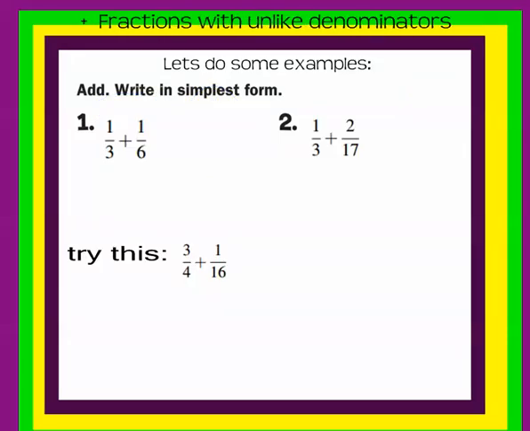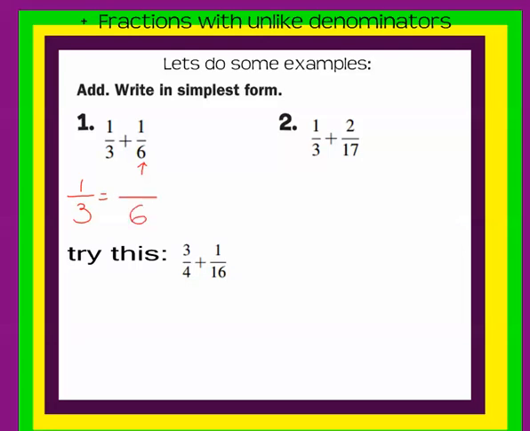Our next example involves fractions that do not have like denominators. So in these cases, we have to create the common denominators by looking for a common multiple. So in this case, our least common multiple for 3 and 6 would be 6. Since this fraction is already in 6, we only have to find an equivalent fraction for 1/3.